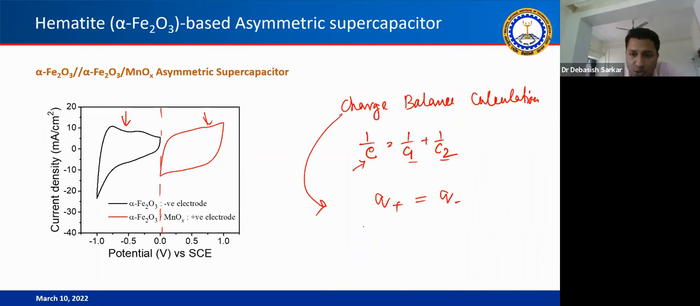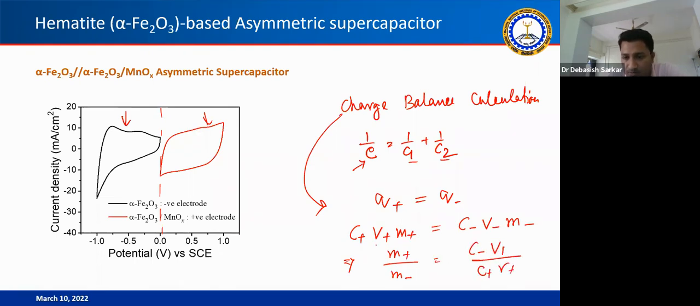Q plus and Q minus. Q plus means C plus V plus, equal to CV, and if the mass of the material is M plus, it's like that. And this is C minus V minus, mass is like this. So you can calculate M plus by M minus equal to C minus V minus by C plus V plus.